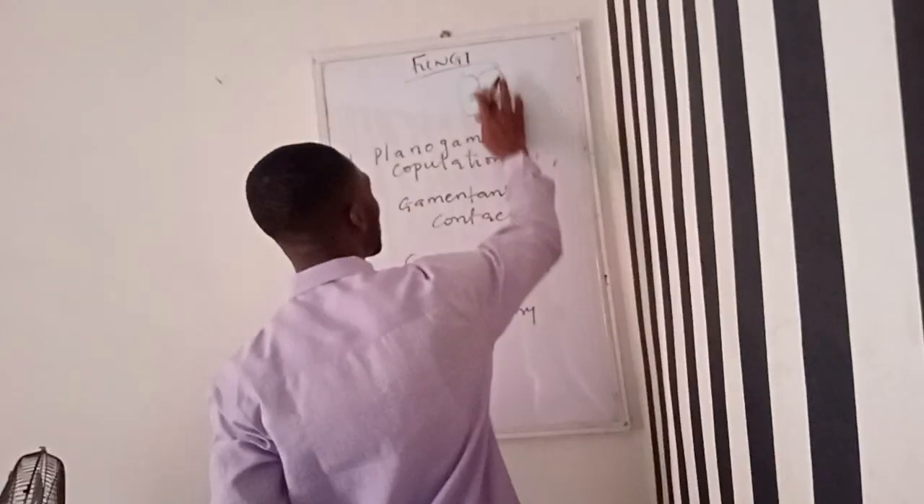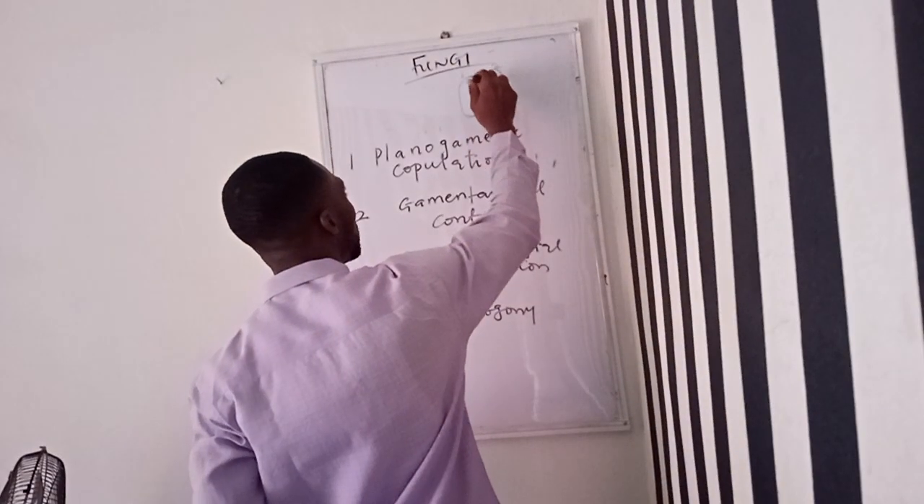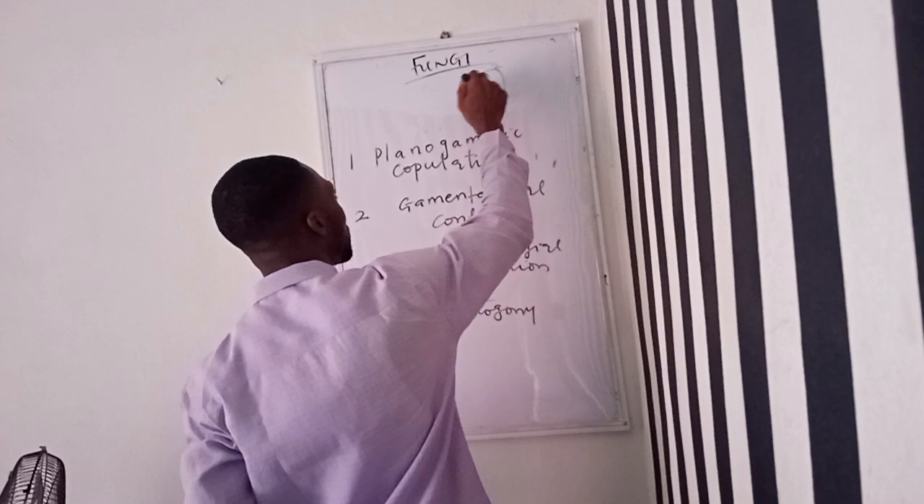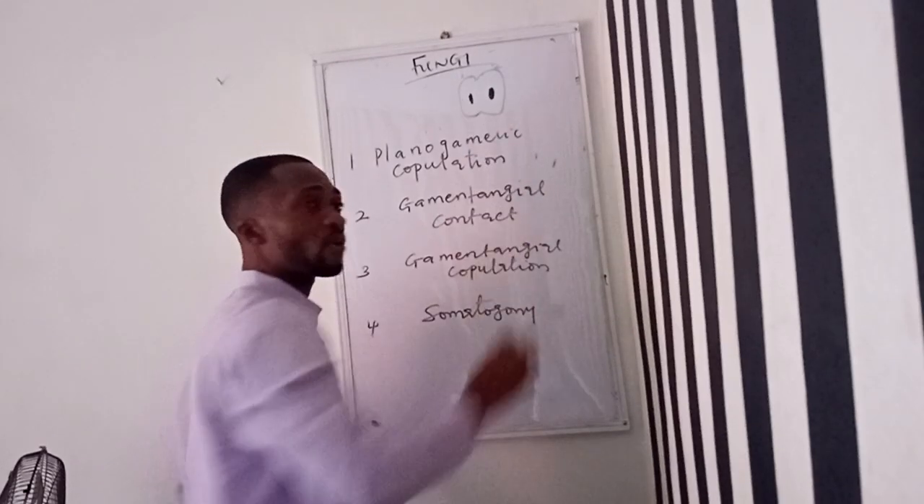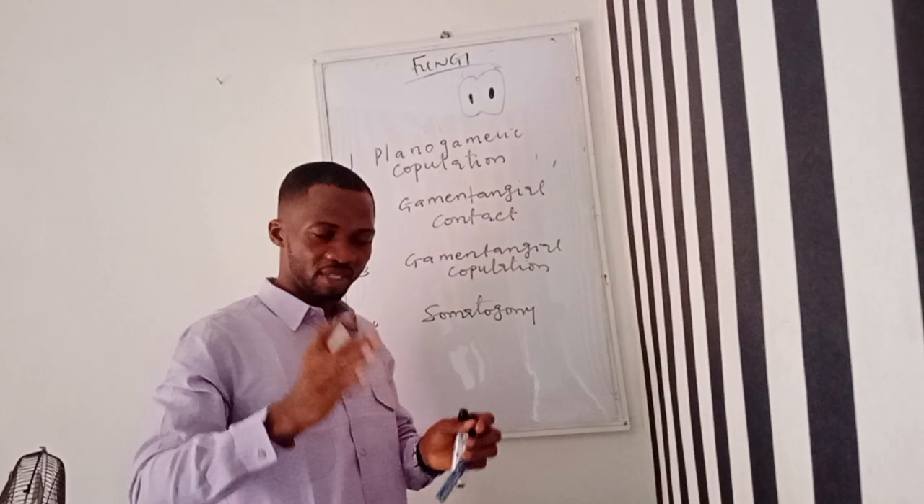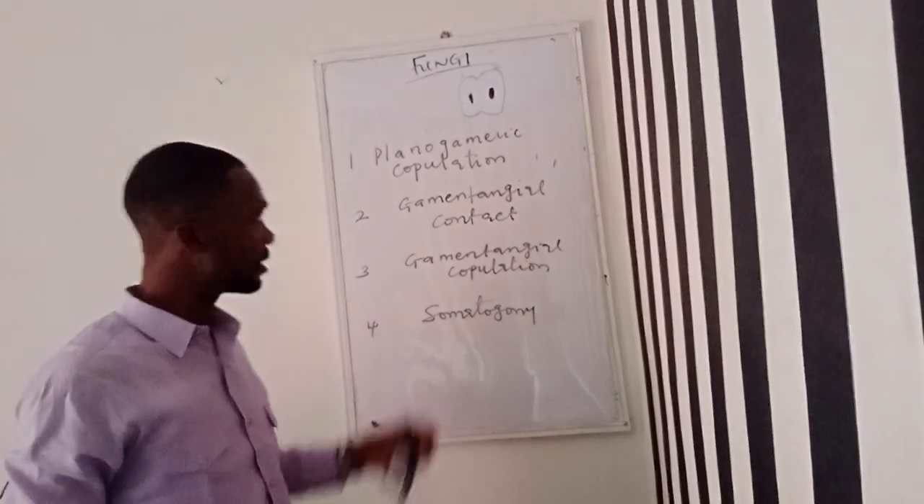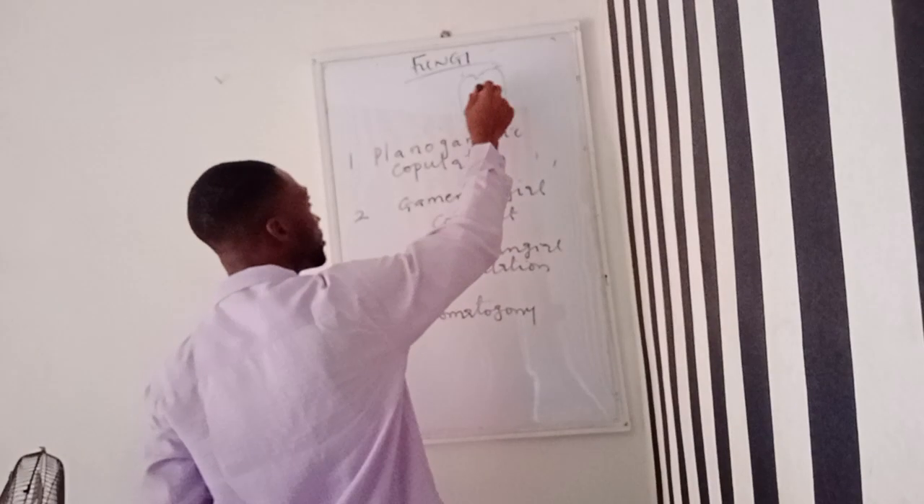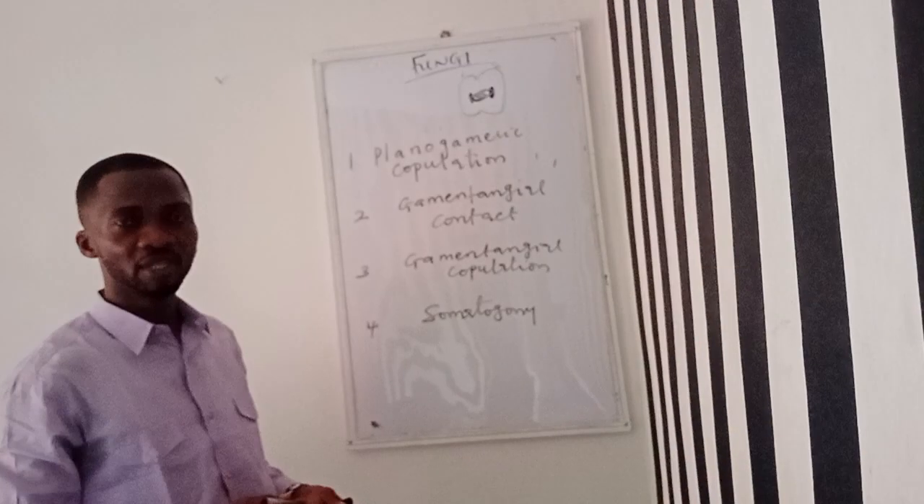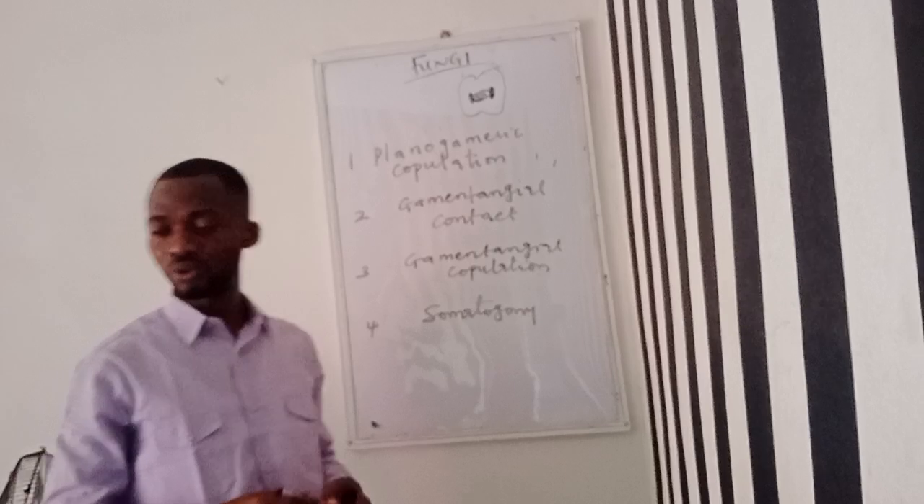Or sometimes it may not happen this way. It may happen in such a way that there is a dissolution of the wall. Remember, this is the nucleus, this is the nucleus. The entire wall that separates the two different gametangia may be dissolved. And once it is dissolved, then of course the entire nuclei will also fuse together. This is what happens in gametangial copulation.